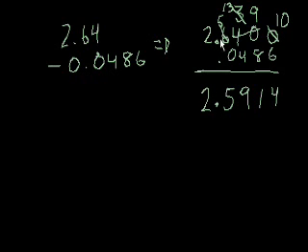So 2.64 minus 0.0486 is equal to 2.5914. Hope I didn't confuse you too much, but I think you're ready now to try the subtraction of decimals. Have fun.